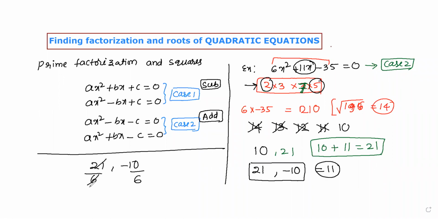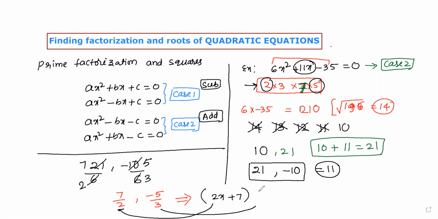Here it will be 7 times and 2 times, and 5 times and 3 times in the 2 table. So finally I got 7 by 2 and here minus 5 by 3. Now if you want factors, the denominator will be the coefficient of x and the numerator will be the constant, before changing the sign. So that will be our final answer.